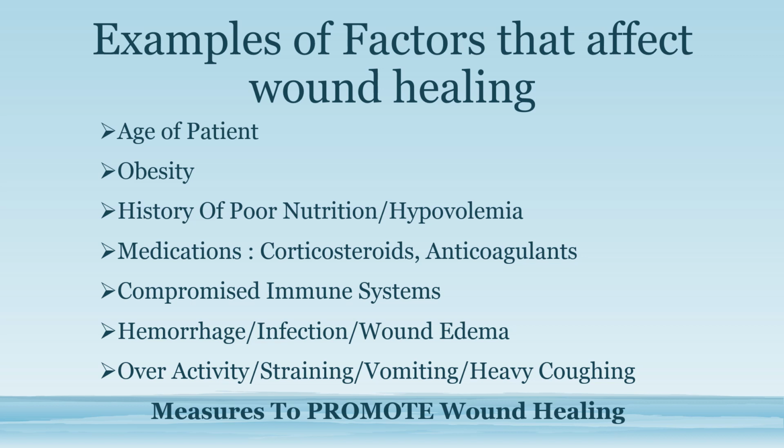Compromised immune systems. Patients that have compromised immune systems are more vulnerable to wound infections. Hemorrhage, infection, and wound edema. Blood is a medium for multi-organism growth. They can be infected drainage, and edema puts pressure on the wound wall. Overactivity, vomiting, valsalva, vigorous coughing produce tension on wounds, particularly of the torso, and can lead to wound dehiscence.